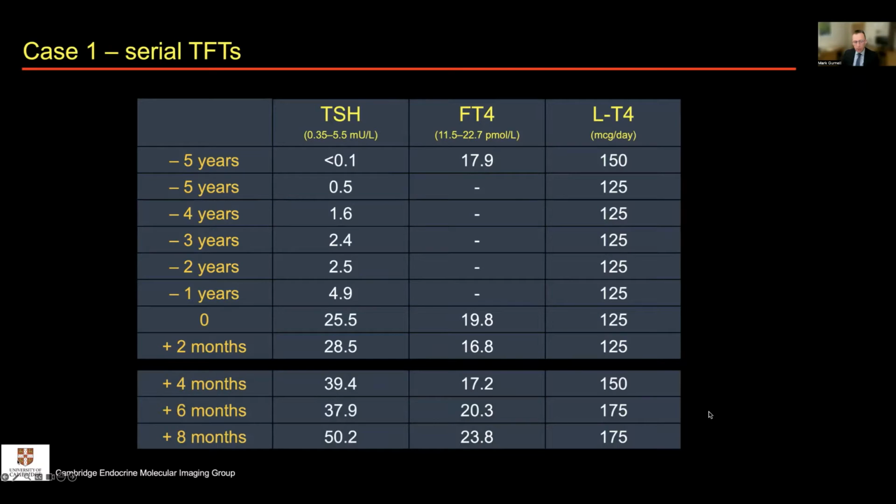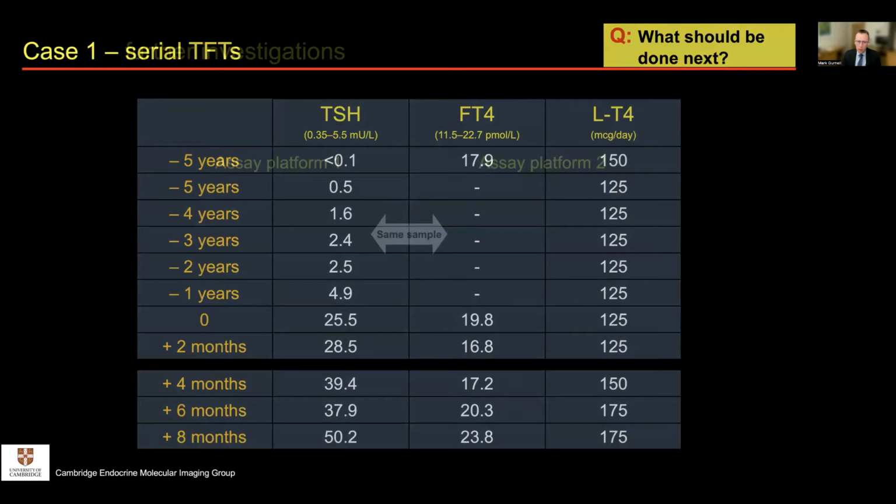In fact, the GP had actually changed the thyroxine dose, gradually up-titrating this, but unfortunately this had no effect on the TSH, which if anything was climbing further. But as you can see, the free T4 level was actually also rising. And indeed, by the time the patient was referred to our service, they had overt features of thyrotoxicosis. So the question is, what should be done next?